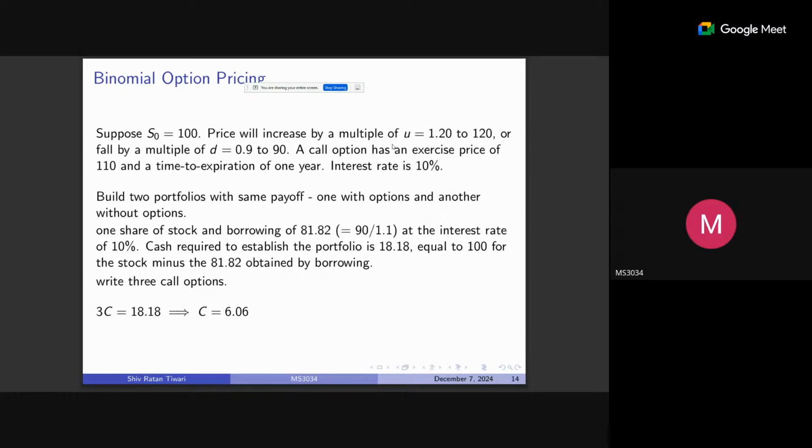And if the payoffs are the same, then these two portfolios should cost you the same. The first portfolio was costing you 18.18 rupees, and the second portfolio is costing you the price of three call options. So these should be equal, and using this concept, you can find the call option price. Essentially, we are creating a risk neutral condition in which there is no risk involved, like you are getting a certain payoff.